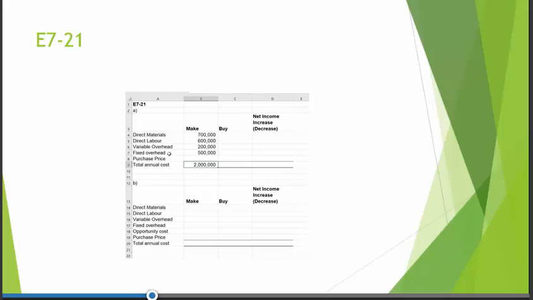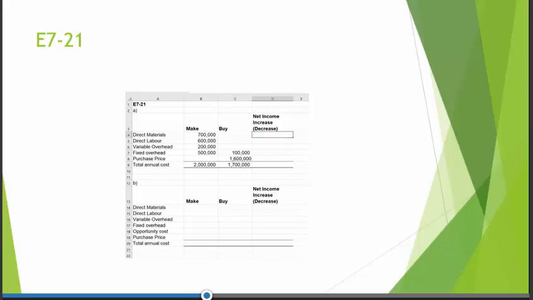If we decide to buy them, we would avoid the direct materials, we'd avoid the direct labor, we'd avoid the variable overhead, and we'd avoid $400,000 of fixed overhead, which leaves us with $100,000 that's unavoidable. Currently it's $500,000. We can avoid $400,000, which means we'd still have to cover $100,000, and it would cost us $1.6 million to buy. So the total cost to buy is $1.7 million. Currently we make them for $2 million.